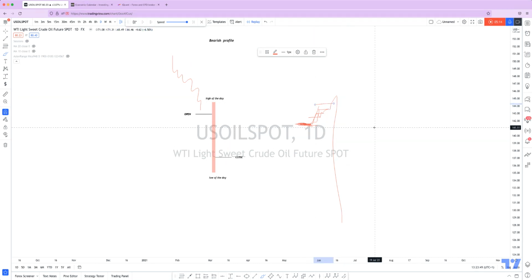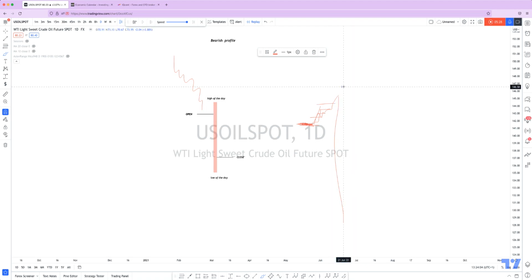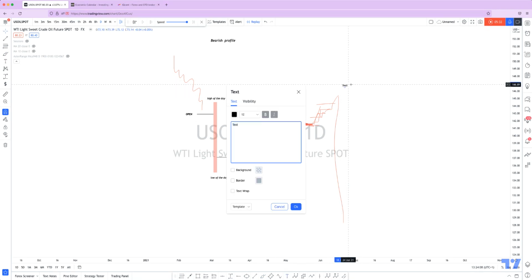Do you understand? This is one reason. So this is to trap traders. To trap traders, that's one reason why the market creates this manipulation. So this manipulation move is what we call Judas swing.